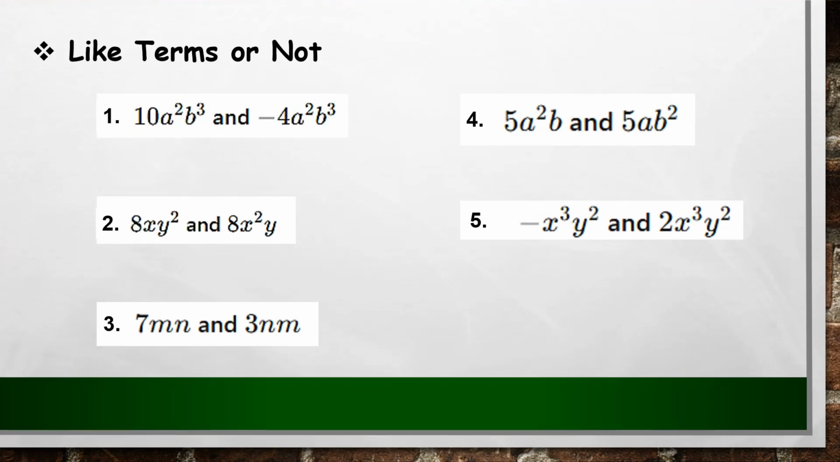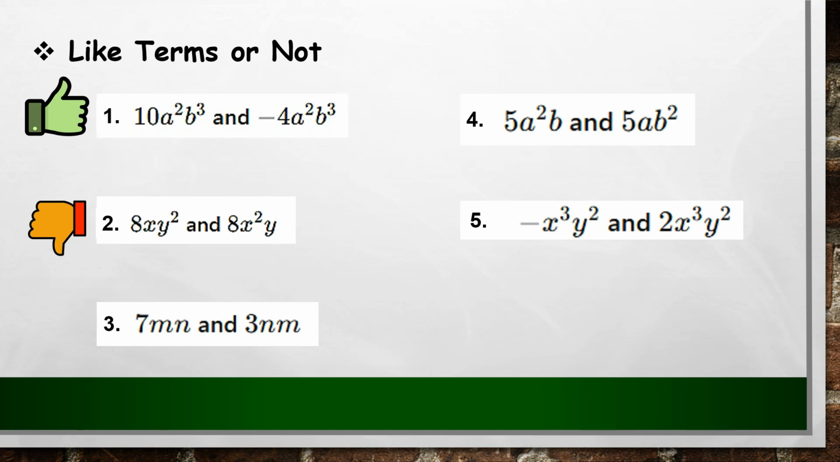Alright, so let's check. Are the following terms like or not? Okay, so for the first one, we have 10a squared b cubed and negative 4a cubed b cubed. What do you think? Okay, that is correct. They are like terms. How about the second one? Can we consider the two terms like? That is correct. They're not, because the x variable, the exponents of those two are different, similar to the y. The exponents of the y variables are also different. So that's right. They are not like terms.